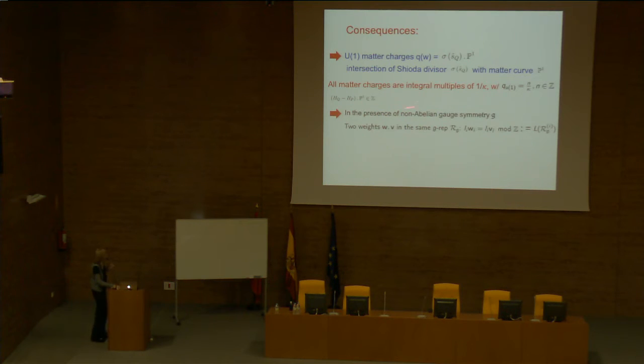So, in the presence of non-abelian gauge symmetry, we have representations that transform non-trivially under this non-abelian gauge symmetry, and from the properties of this Shioda divisor, we can identify that two weights associated with the same non-abelian representation have the property that the products of these coefficients Li with the weight coefficients are, for the same representation, the same modulo Z. So this fractional number modulo Z basically quantifies the key feature of non-abelian representations.